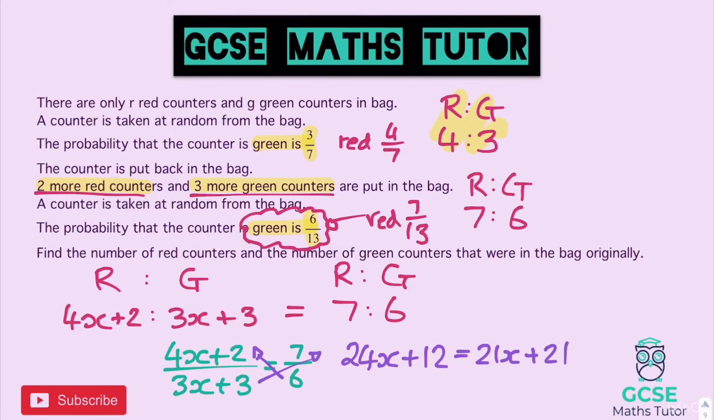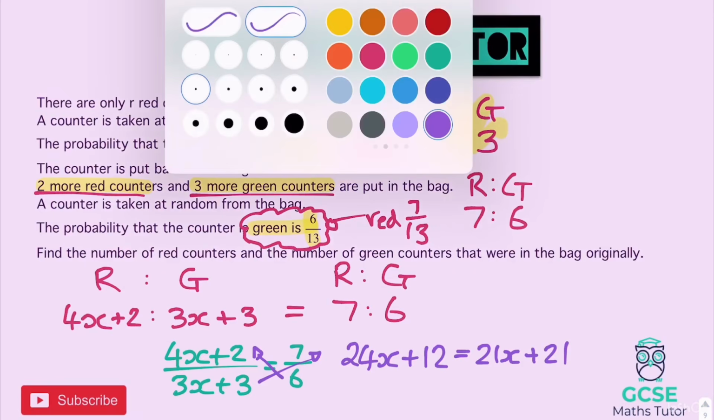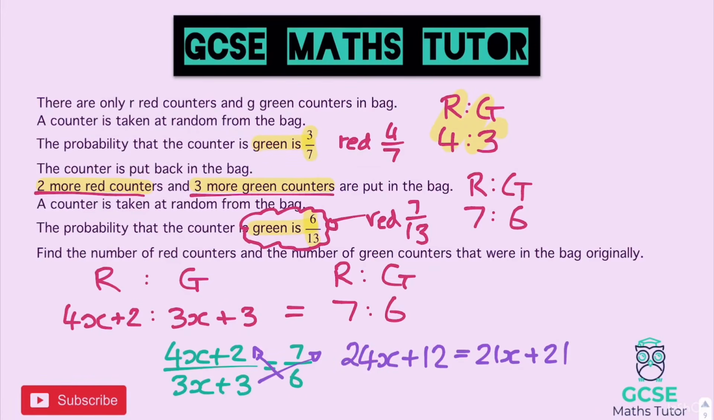There we go. So actually this is quite nice because we don't even have a quadratic equation now, we just have a nice linear equation to solve. So if we take away the smallest value of x from both sides, so the 21x, that leaves us with 3x over here. And let's take away the 12 from both sides so that our numbers are over there on the right hand side, and that leaves us with 9. There we go, 21 take away 12 is 9. So we get 3x equals 9, and there we go, x must equal 3. So x equals 3.